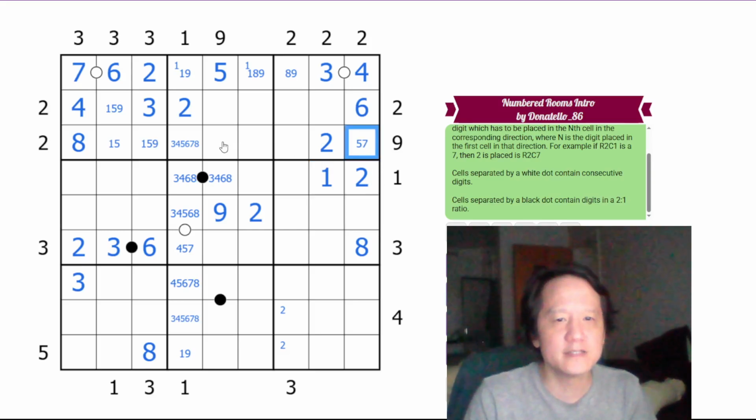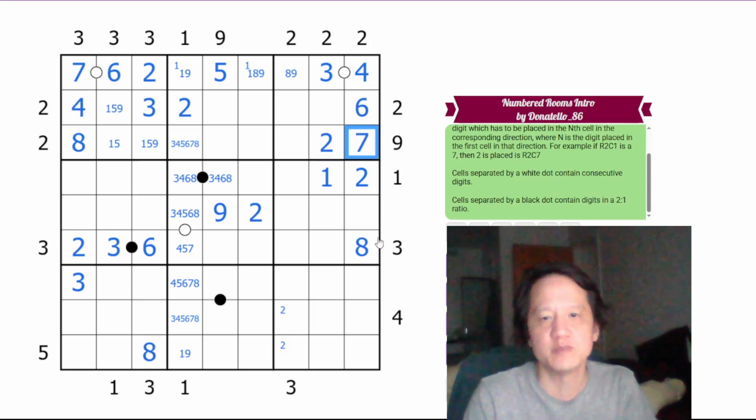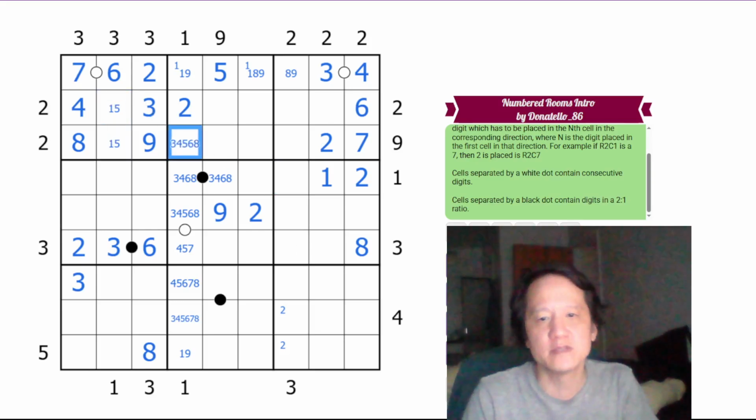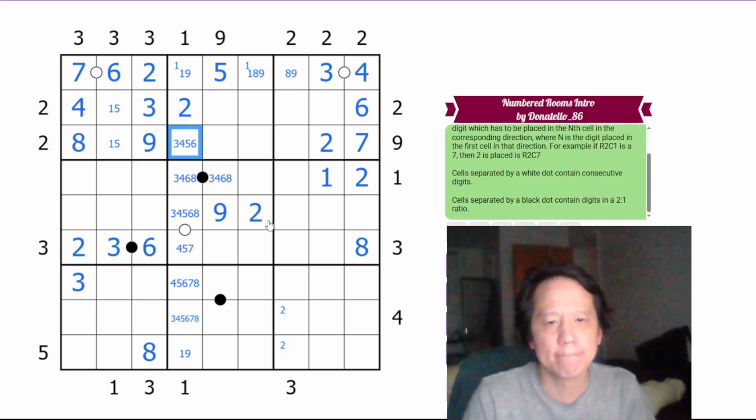So 9 has to be either in the 5th spot or the 7th spot, and it can't be in the 5th spot because we have a 9 already in that column. So this must be 7, which makes this a 9. This can't be 9. This is a 1, 5 pair. This can't be 7 or 8. What else do we have?